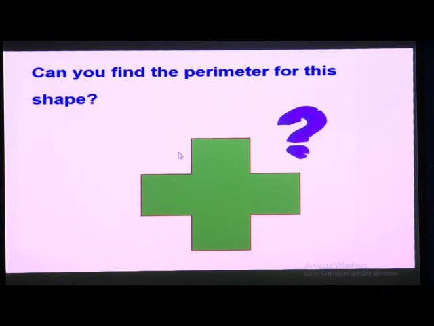To find this, we need to measure it. For example, this is 3 centimeter, this is 2 centimeter, again 3 centimeter, 2 centimeter, 3 centimeter, 2 centimeter. We need to find the addition of all the different sides of this figure, the boundary of the figure. So, we will get the perimeter of this shape.